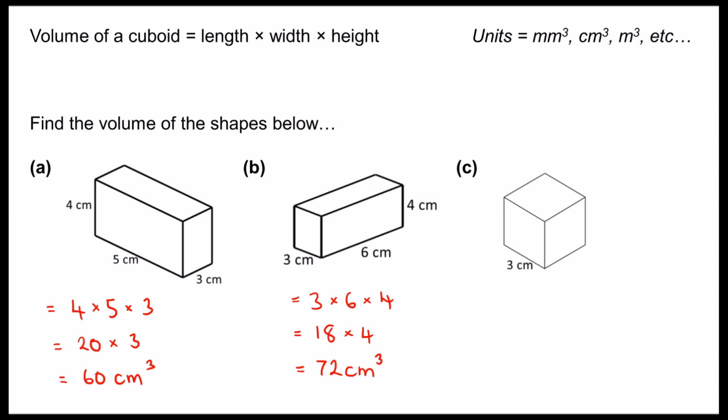In my last example, I'm only given one length. When this happens, we can assume that the shape is a cube. Because of this, I know that my other 2 lengths must also be 3 centimetres, and therefore to work out the volume I need to do 3 times 3 times 3, which is the same as 3 cubed. I know that 3 times 3 is 9, I want to times that by another 3, and therefore 9 times 3 gives me 27, and again my units are centimetres cubed. So my volume of the cube is 27 centimetres cubed.